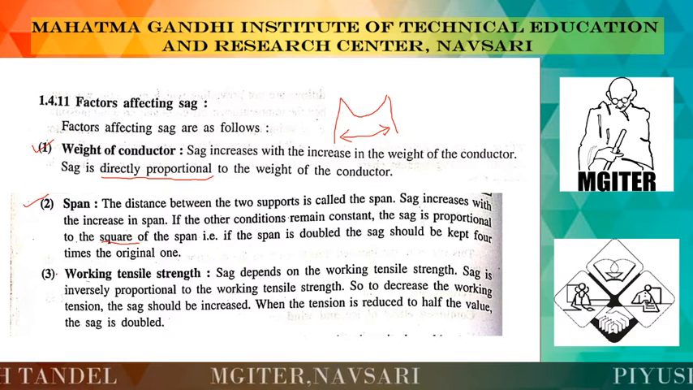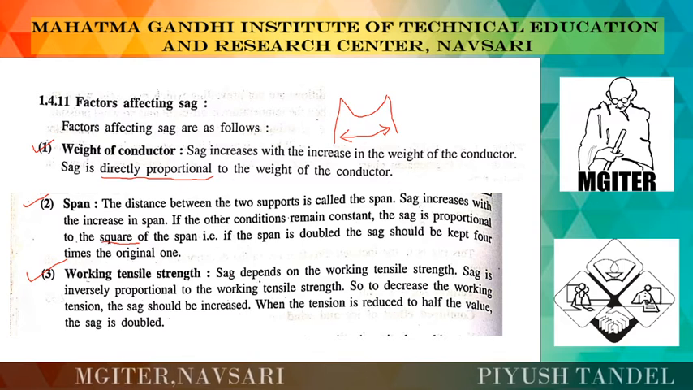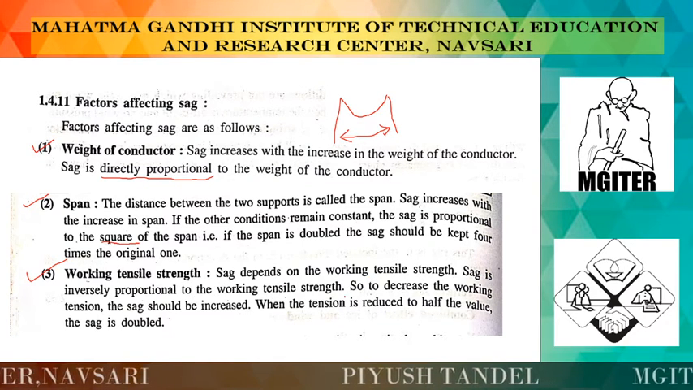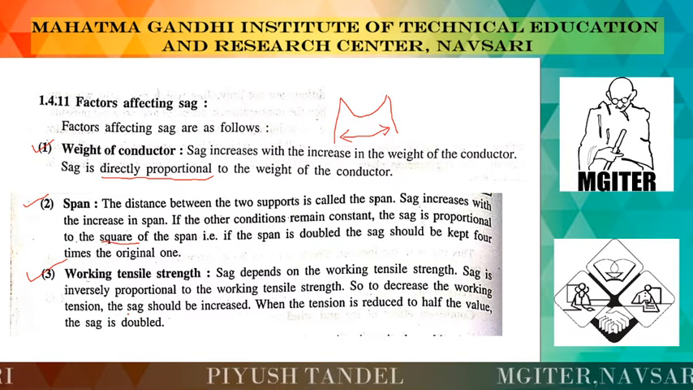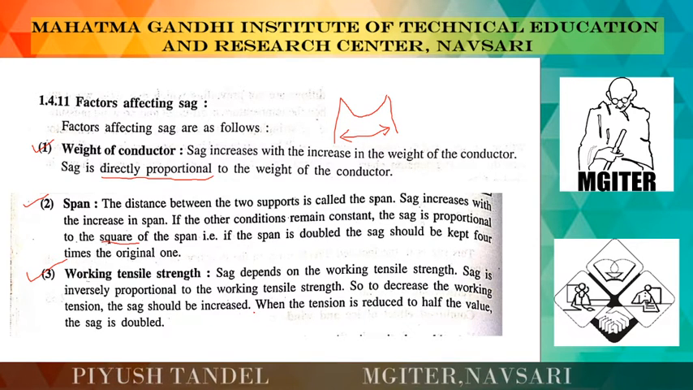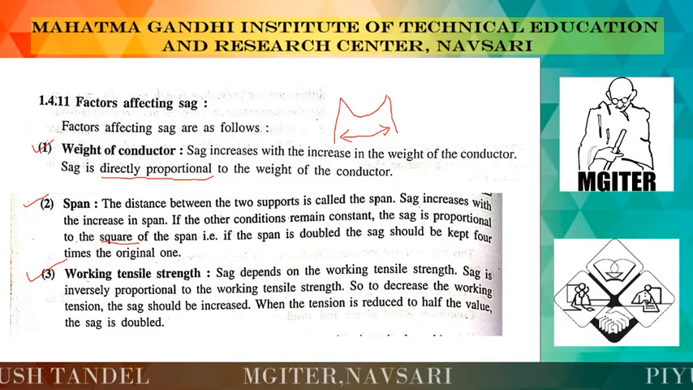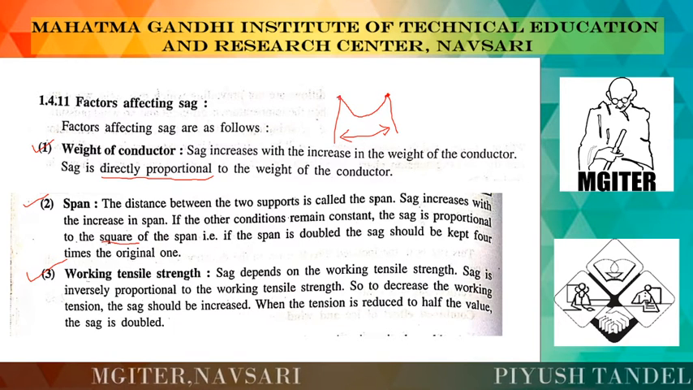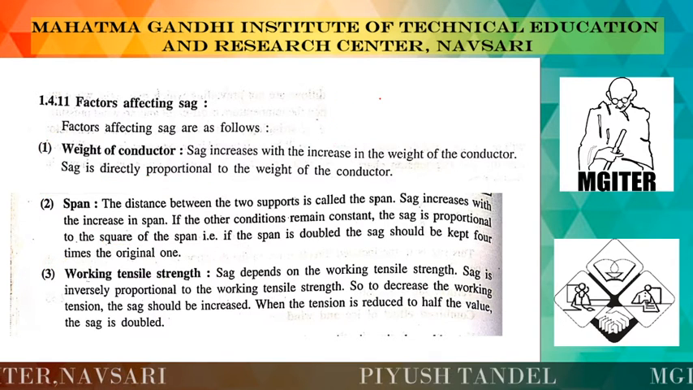Okay. Next one, that is the working tensile strength. Sag depends on the working tensile strength, and sag is inversely proportional to the working tensile strength. So to decrease the working tension, the sag should be increased. If we are going to increase the sag, at that time the working tension on that pole is also going to be reduced. When the tension is reduced to half the value, the sag is double. Okay. So this is working tensile strength.